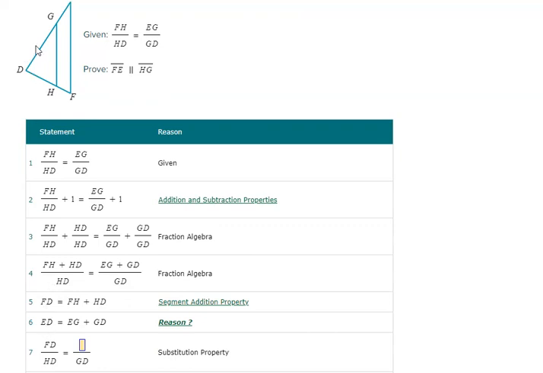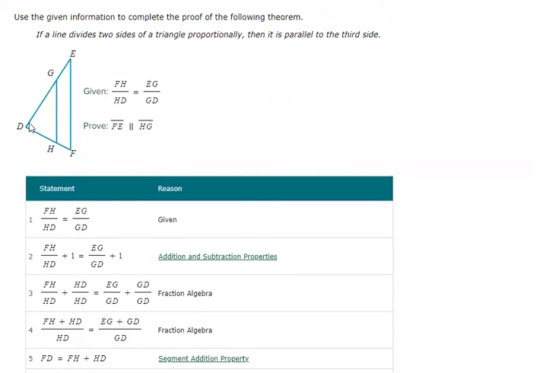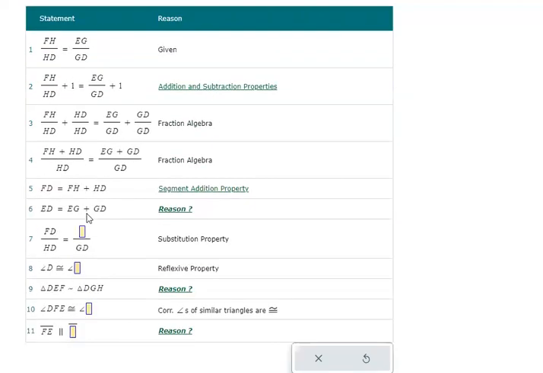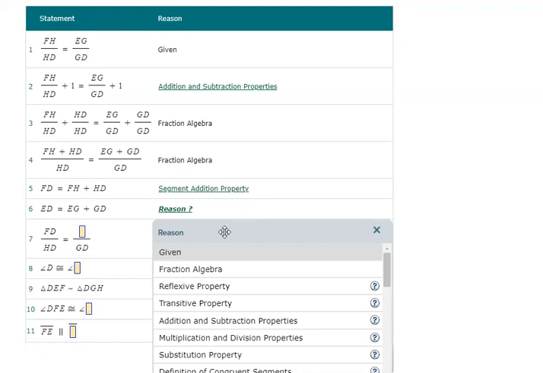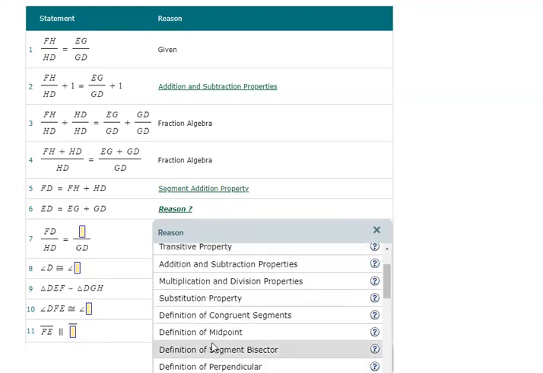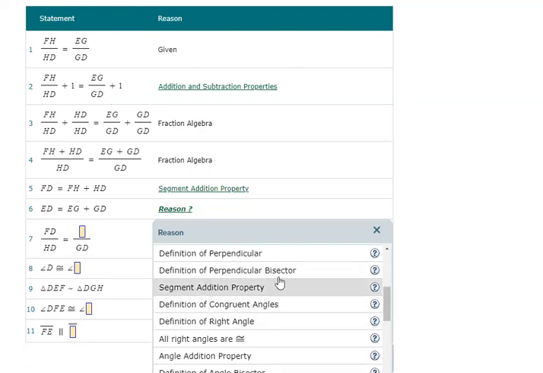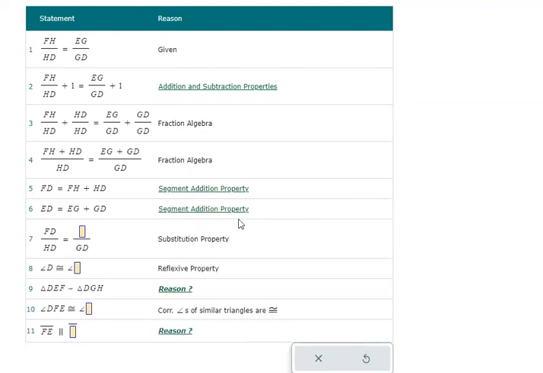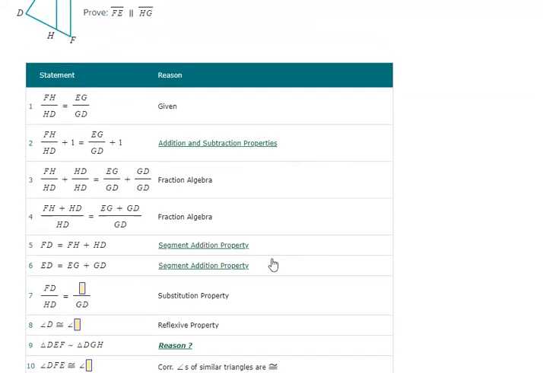And the same thing with ED. ED is just the longer side right here, so that's equal to GE plus GD. So that is right here. That's also the segment addition property. Okay, but let's think about what's going on so far.